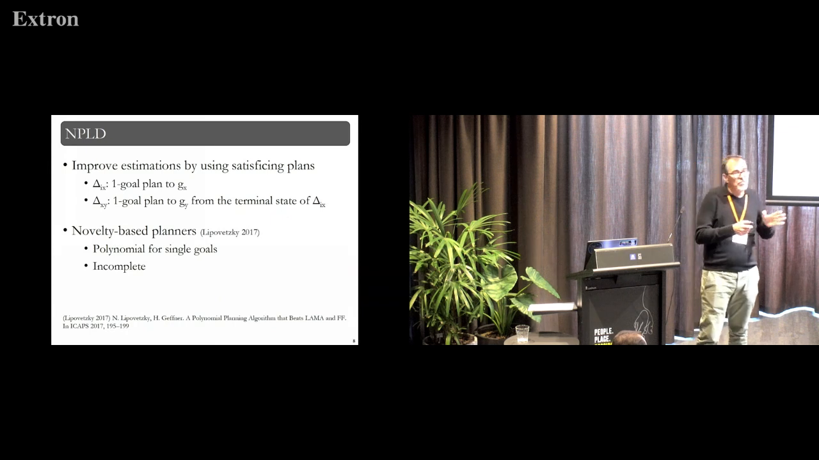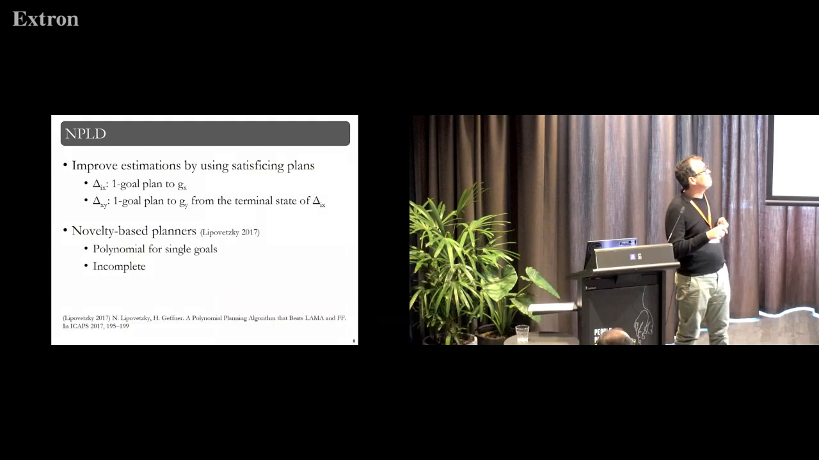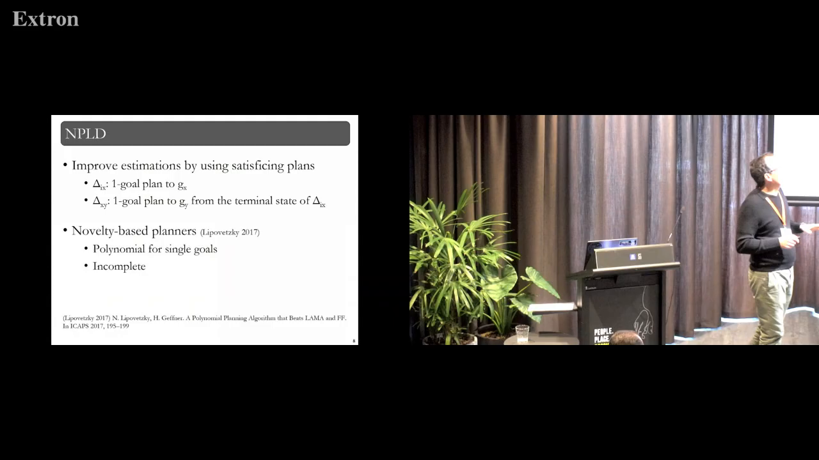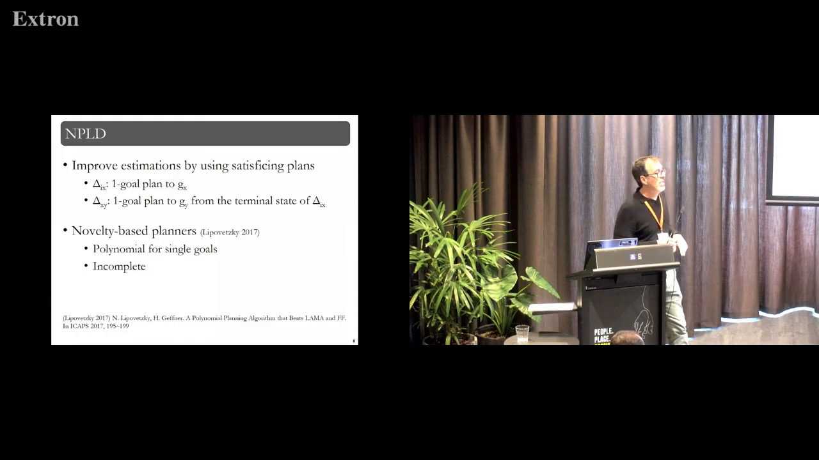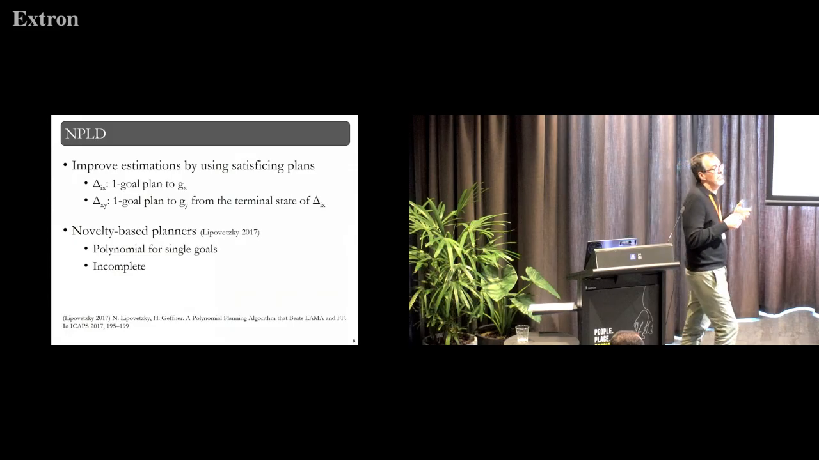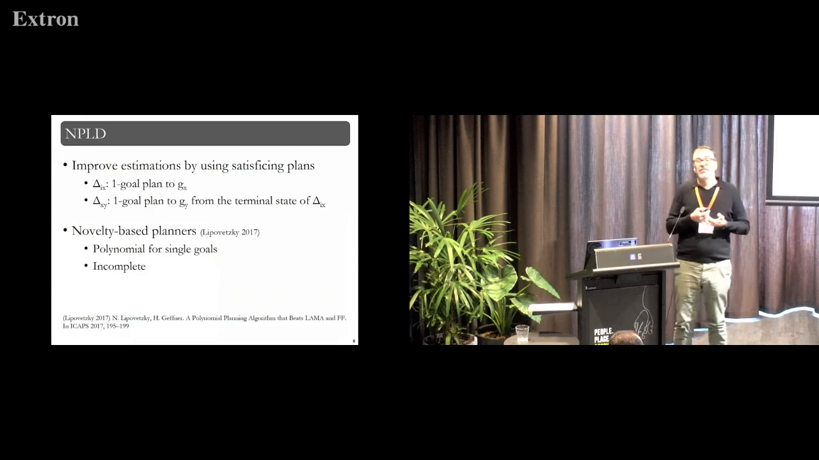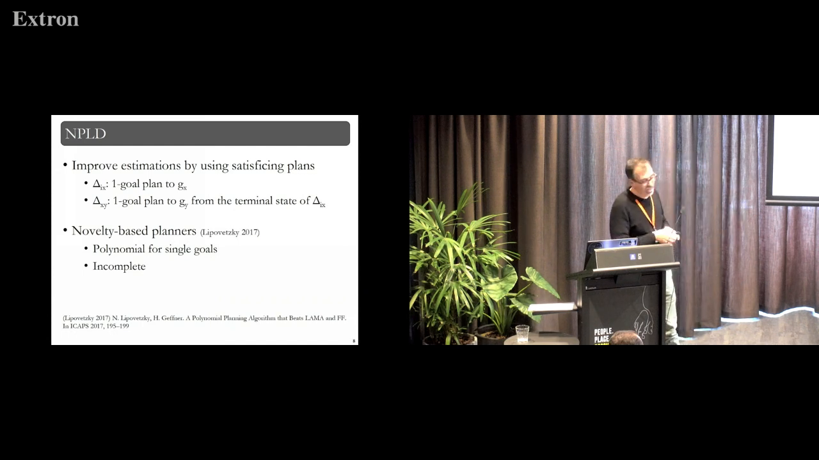Okay, so it's possible to do that because they are one-goal plans, and we can then use the novelty-based planners. This family of planners is, for many domains, polynomial for single goals. So they go very, very fast in calculating those plans. Okay, so we can do this calculation. The problem is that they are incomplete. Okay, so it may happen that they tell us that there is no plan achieving any goal from the initial state, but that's happening very rarely in the experiments. Okay, so even with this incompleteness, we will show in the experiments that the results are good enough.